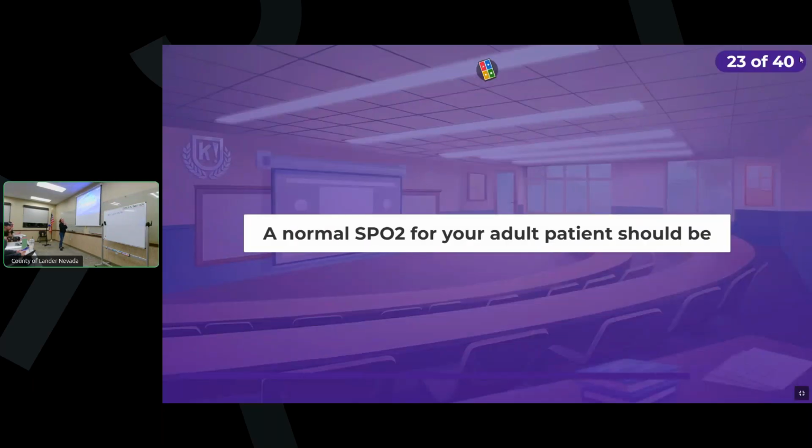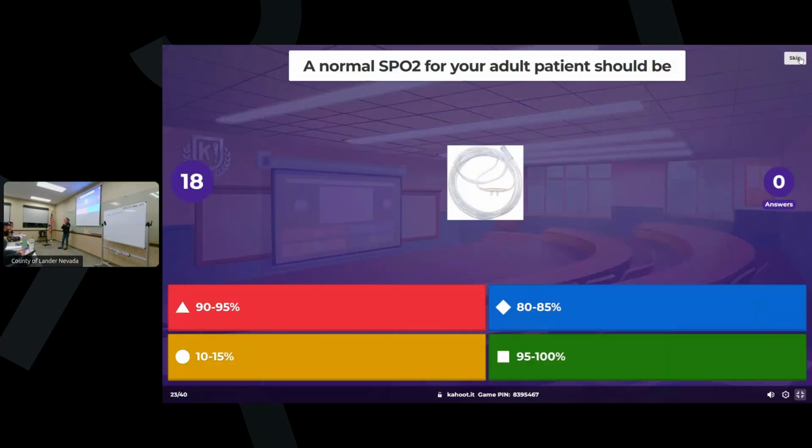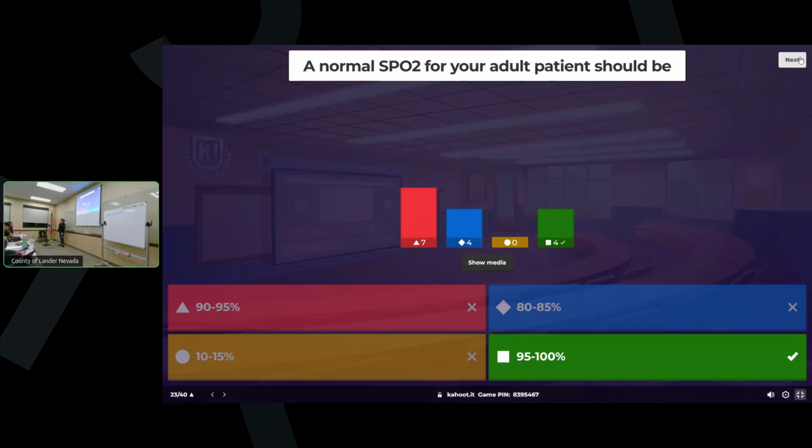A normal SpO2 for your adult patient should be what range? 95 to 100. Does anybody know what it's called when it's less than normal? Not epoxy. So less meaning hypo, right? So hypo, and then oxia is hypoxia. Hypoxia just means low oxygen.